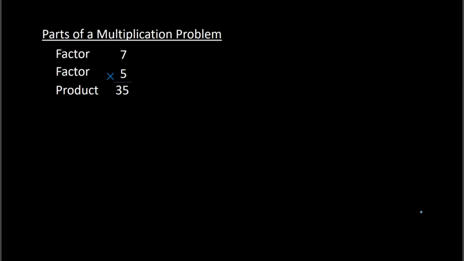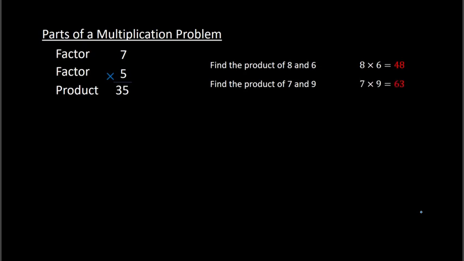So if you're told find the product of 8 and 6, product means multiply, so you multiply 8 times 6 to get 48. Or if you had the product of 7 and 9, you take 7 times 9, and that gives me 63.